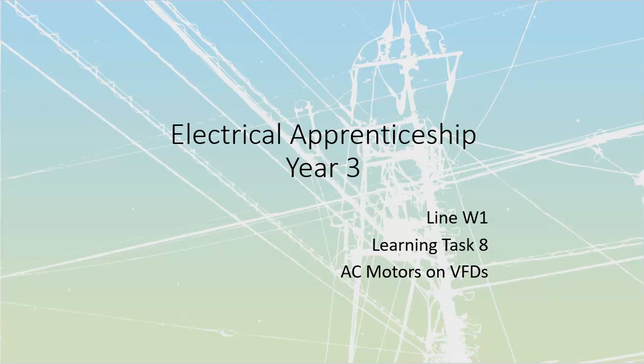All right, line W1, learning task 8. We're going to take a look at the operation of AC motors when used with variable frequency drives. The motors we're going to be talking about are our standard three-phase squirrel cage induction motors. Those have the stator that we've talked about before, with the windings, 3, 6, 9, or 12 windings actually, connected in delta or Y, and that just creates a rotating magnetic field.